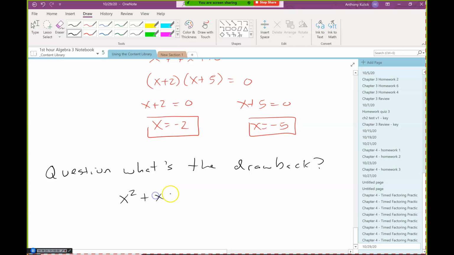Let's ask this question. What if we tried to solve this one? What's the problem? Are there two numbers that multiply to give us 1 and add to give us 1? Not integers anyway, right? So the drawback, the catch, is that not every polynomial is factorable using our methods.